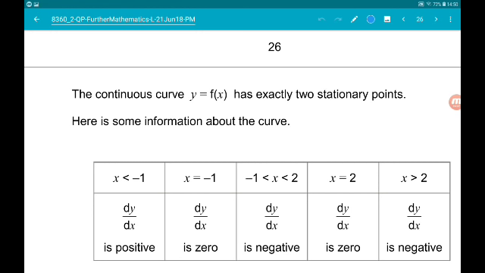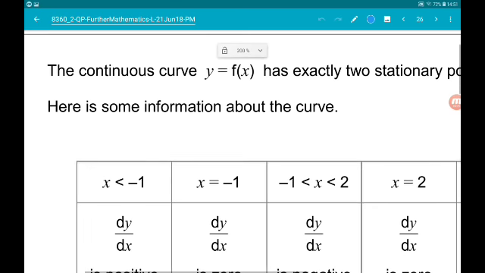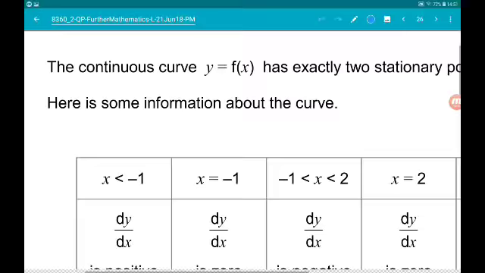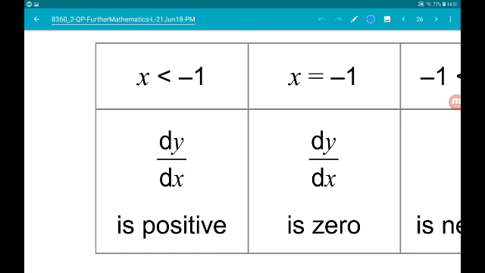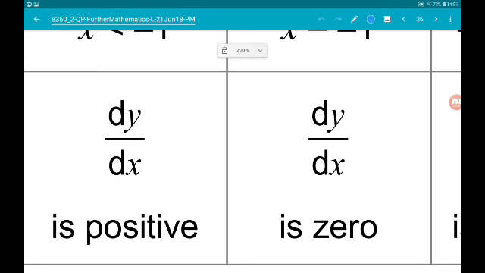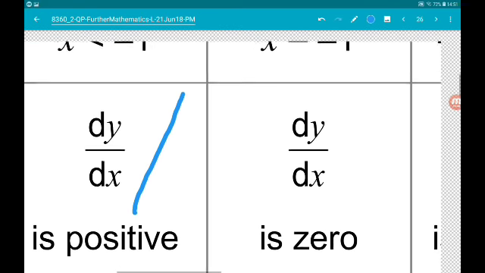Okay, question 21. The continuous curve y equals f of x has exactly 2 stationary points. Stationary points are where gradient is equal to 0. So if gradient is equal to 0, that means dy by dx is equal to 0. Here is some information about the curve. So when x is less than minus 1, dy by dx is positive. So that means a positive gradient. So that means the curve is going up from left to right.